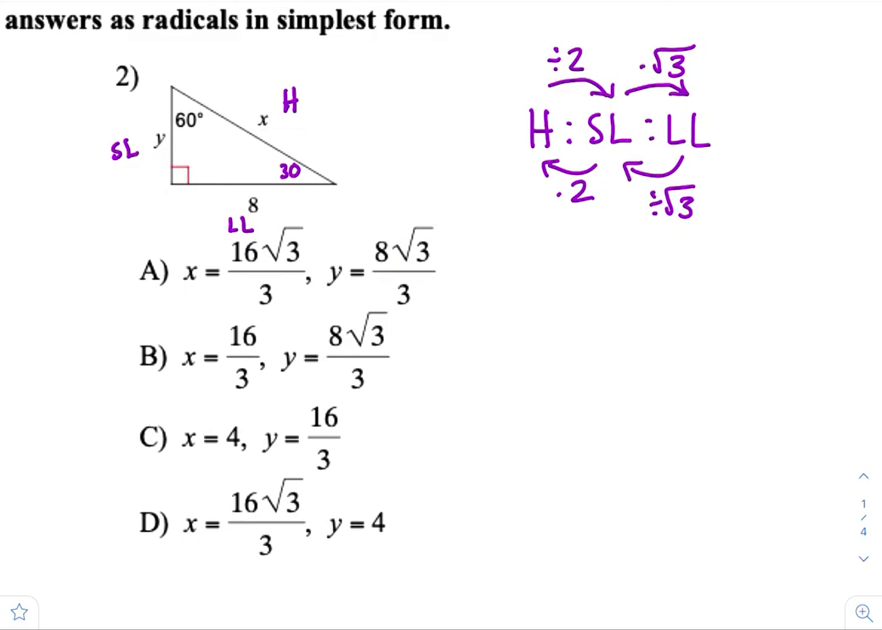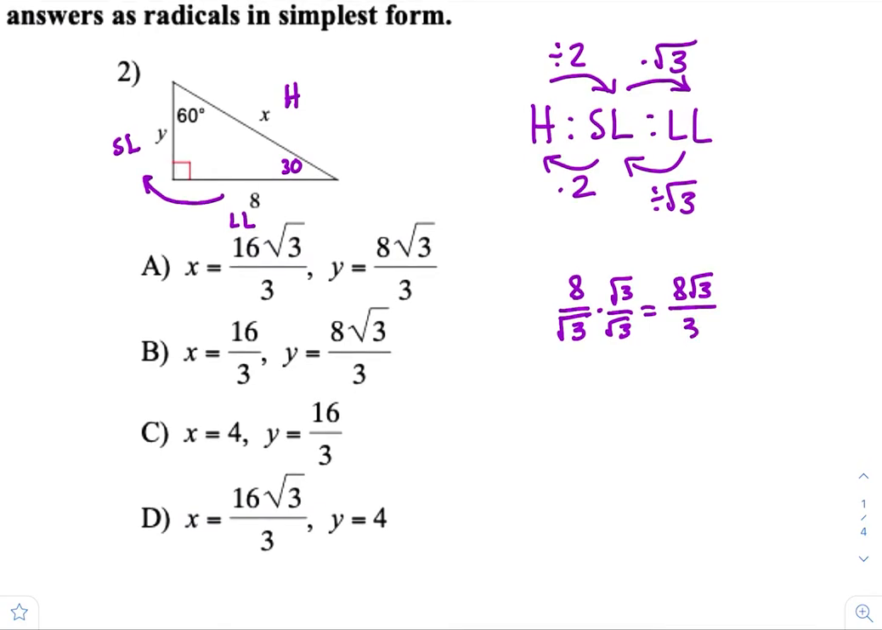Now we got to go from long leg to short leg. And long leg to short leg, you guys, if we look at our ratios list, we got to divide by square root of 3. So I'm going to do it right here. 8 divided by the square root of 3. Now remember, you can't have a square root in the denominator. So multiply top and bottom by the square root of 3. 8 square root of 3. Square root of 3 times square root of 3, you guys. Square root times itself will give you the number on the inside. So square root of 3 times square root of 3, you guys, will just give you 3. So we know that y is 8 square root of 3 divided by 3.